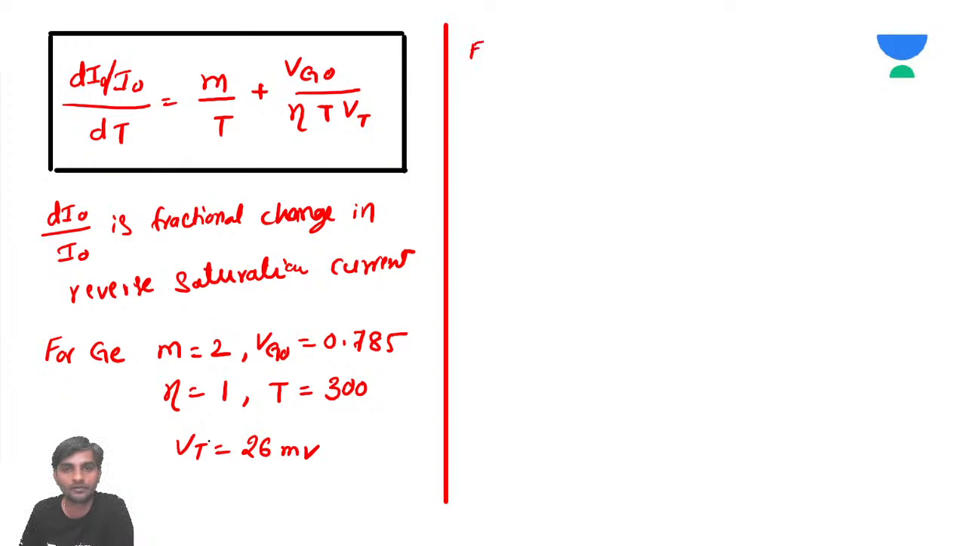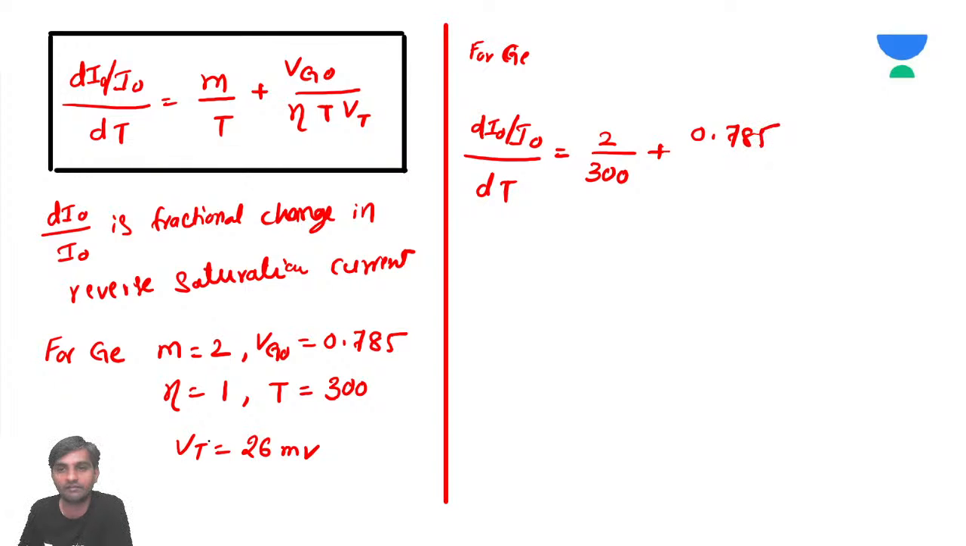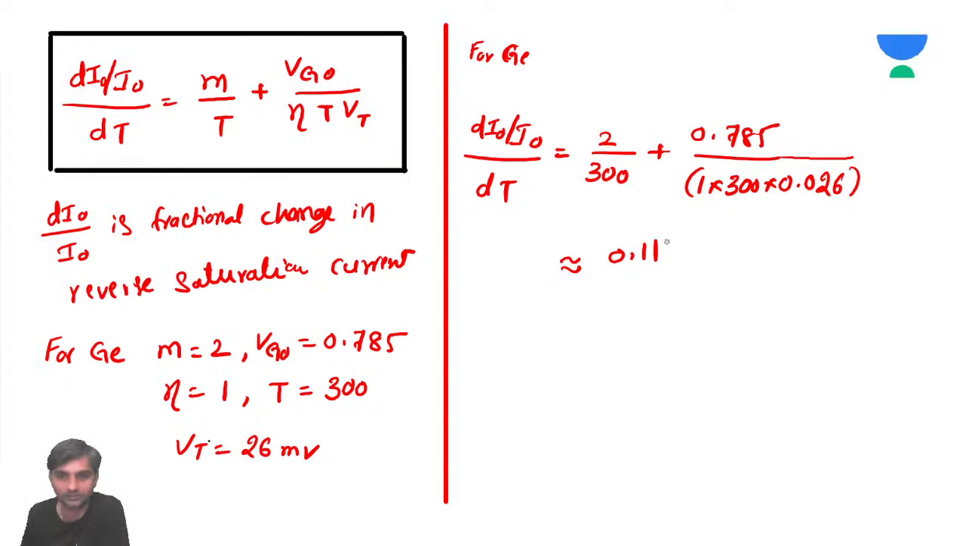For germanium, this dI naught by I naught by dT: m is 2 by 300 plus 0.785 by eta, which is 1, into 300 into 0.026. If you substitute this, you'll get approximately 0.11. This is a fractional change in reverse saturation current for every 1 degree change in temperature, so per degree centigrade.